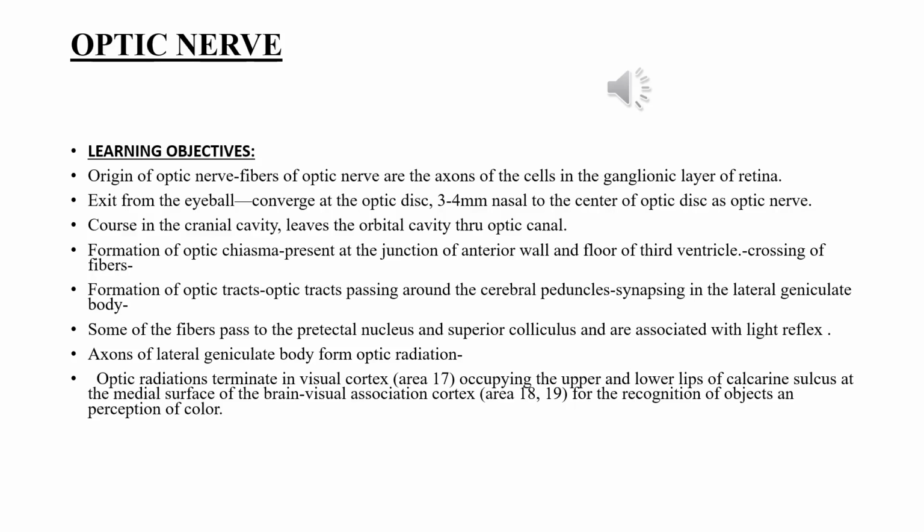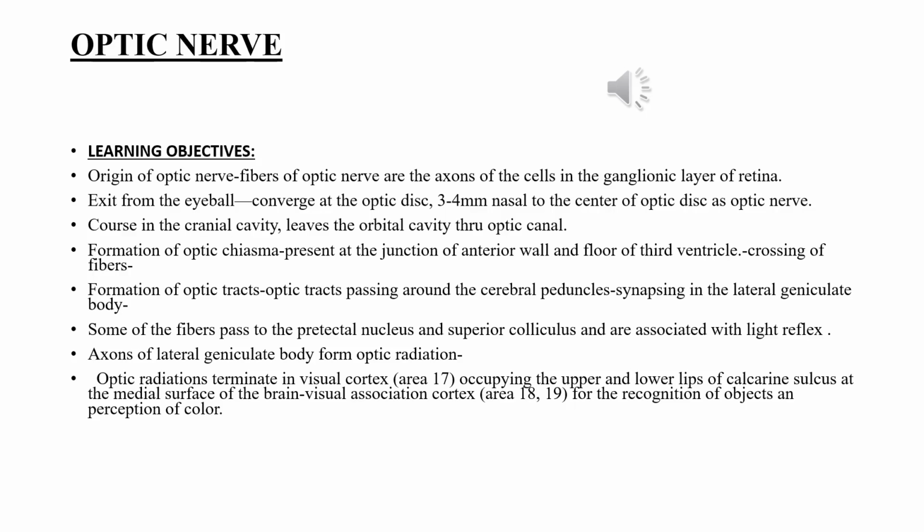Next, we come to the optic nerve, and in the learning objectives of this topic, what we will study is the origin of the optic nerve, how it is formed, from which layer of the retina, how it leaves the eyeball, and how the optic chiasma is formed, the crossing of fibers in the optic chiasma, and then after the optic chiasma, the optic tracts are formed, and what is the main visual pathway and some other main connections which are responsible for the visual reflexes, right?